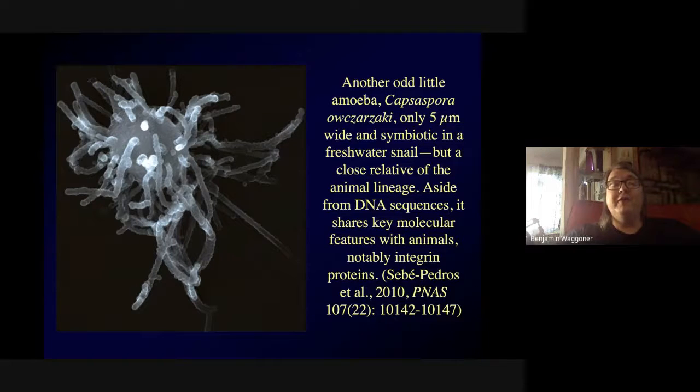There's not an awful lot of people that study Capsaspora owczarzaki. Not a lot of people can pronounce Capsaspora owczarzaki anyway. But nonetheless, it's one of these opisthokonts that isn't in the Animalia, but seems to be closer to the Animalia than to any other group.